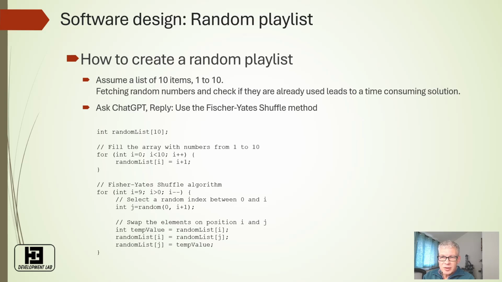So you can ask ChatGPT. The reply was use the Fisher-Yates shuffle method. And that's actually an interesting algorithm, which is shown on this slide. So you fill first the array with the numbers 1 to 10, and then you count down from 9, the last index used in that array, down to 0, and you swap that position with a random selected position. Yeah, this algorithm will always execute in the same amount of time, while the other one wouldn't.